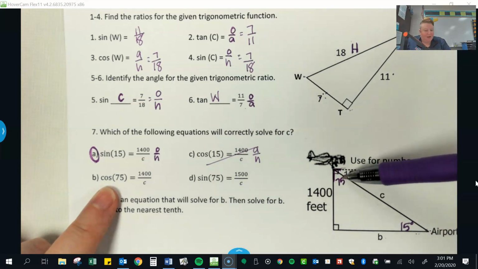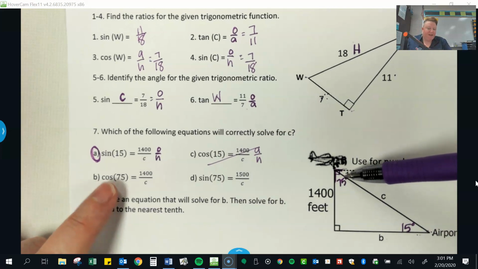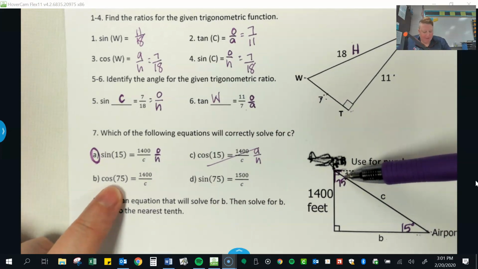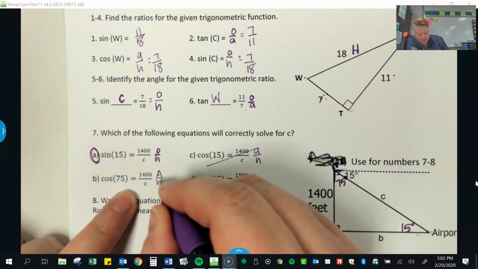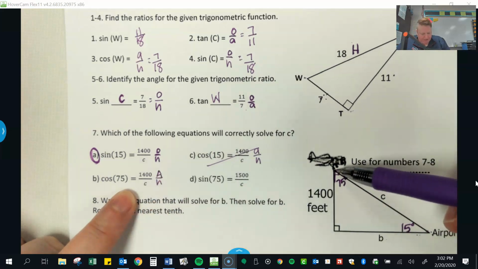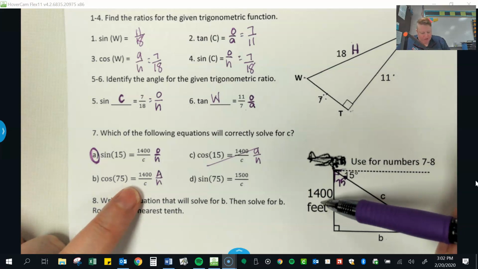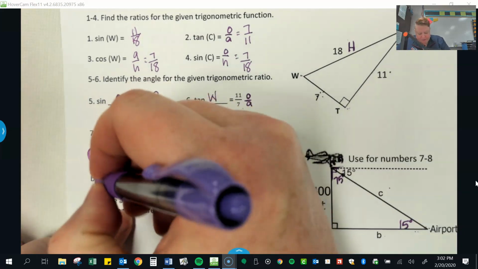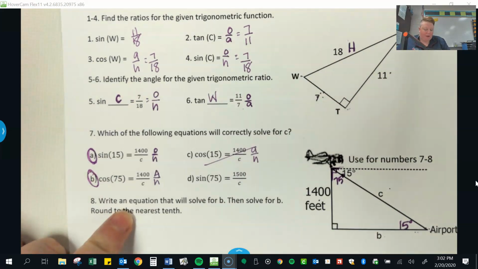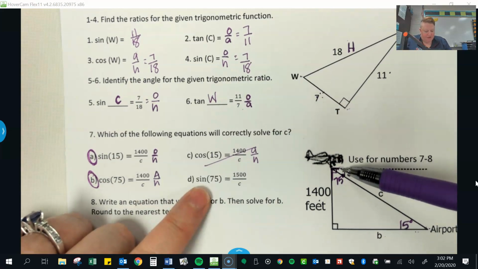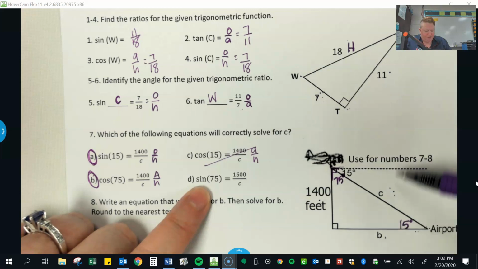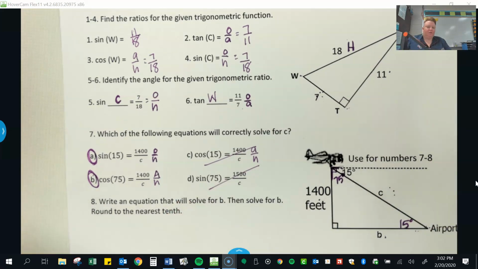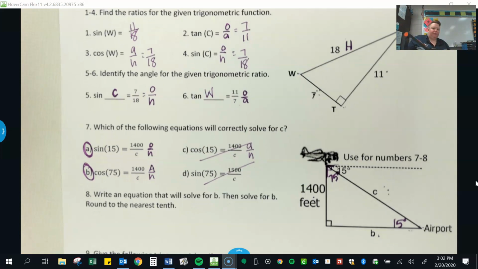So now we're standing here. So now we need to test this one. Okay? The cosine of 75, cosine is adjacent over hypotenuse. So the cosine of 75 is 1400 over C. That one also works. Okay? Sine of 75, which is opposite over hypotenuse, is 1500 over C. That one's not correct. Okay?